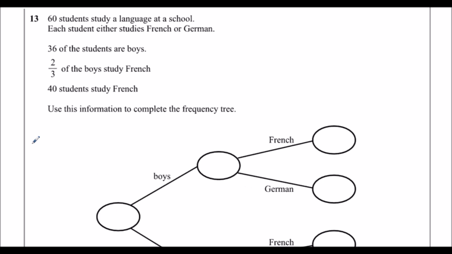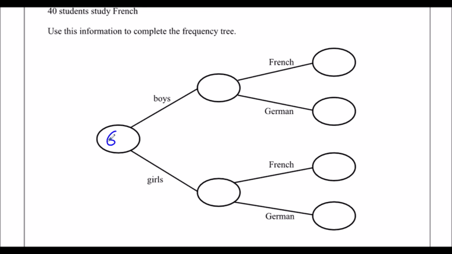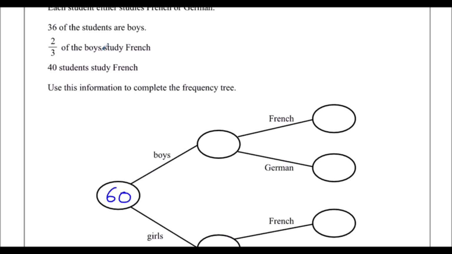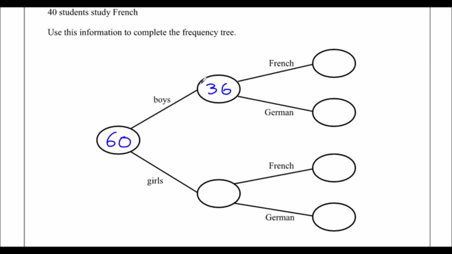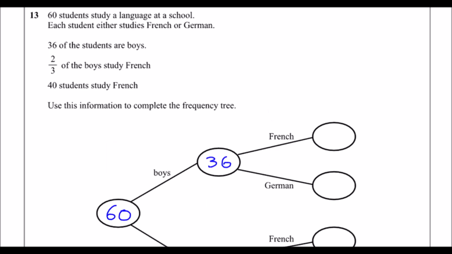Question 13. 60 students study a language at a school, and they study French or German. 36 boys. So we're going to fill out a frequency tree. We're going to start with 60, so we may as well start with that. 36 of the students are boys, so 36 boys, and 60 take away 36 means 24 girls.